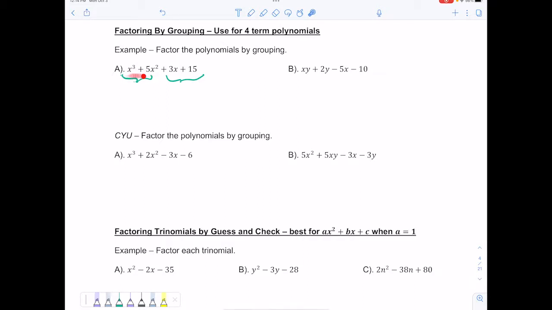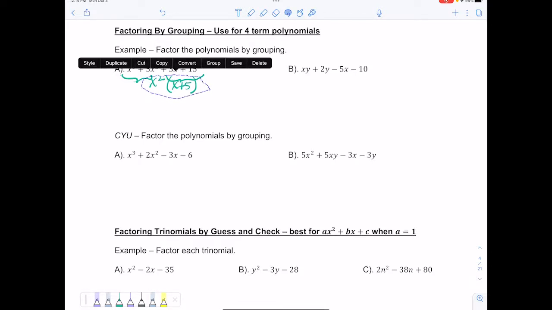So if you look at the 2 terms here, they both have an x. We take out the lowest one. So my greatest common factor would be an x squared. And then I'm going to write my leftover. So my leftover, x cubed divided by x squared is just x. And 5x squared divided by x squared is just 5. Okay, and I'm going to move this down.